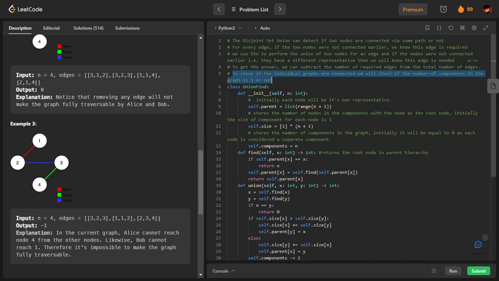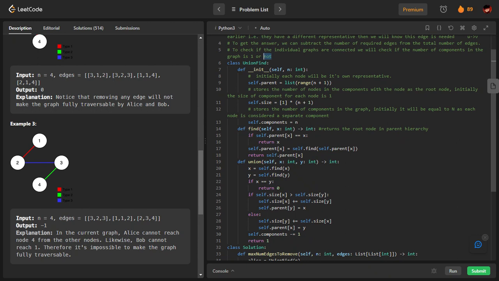To check if the individual graphs are connected, we'll check the number of components in the graph whenever we form a union. I think when I explain the code, you will understand it better. Okay, let me come to the coding part. This last point I will explain after explaining the code.